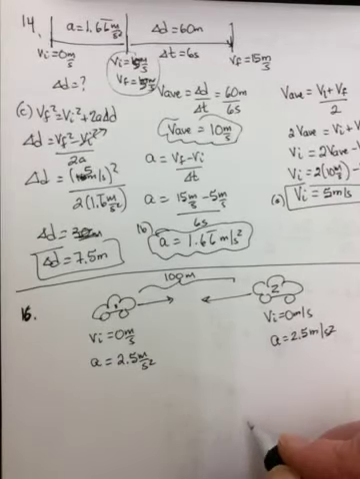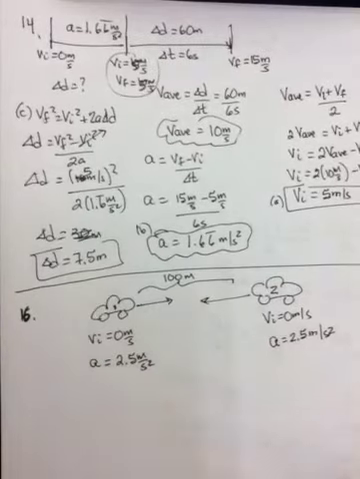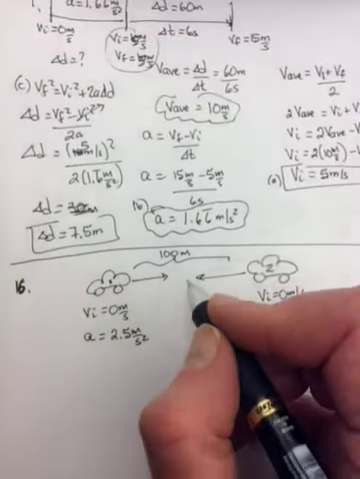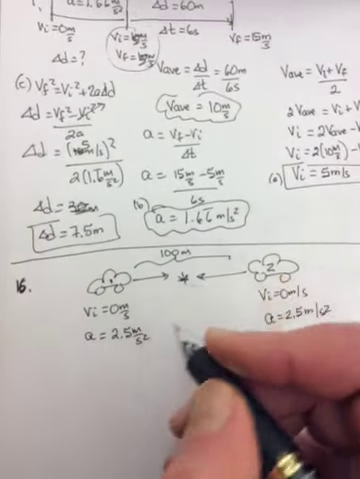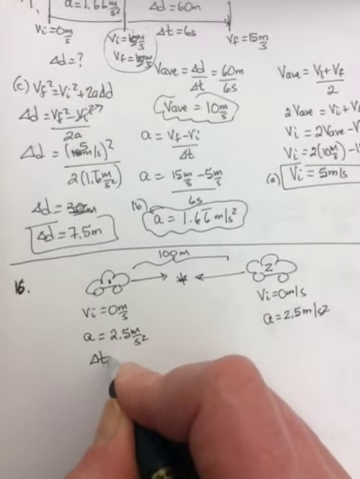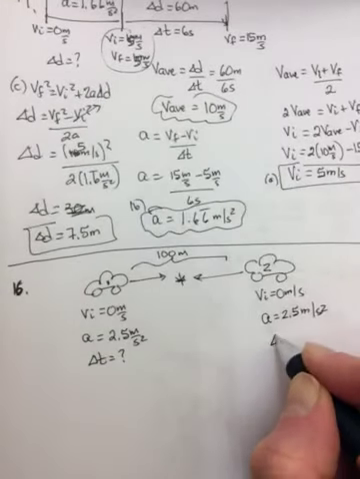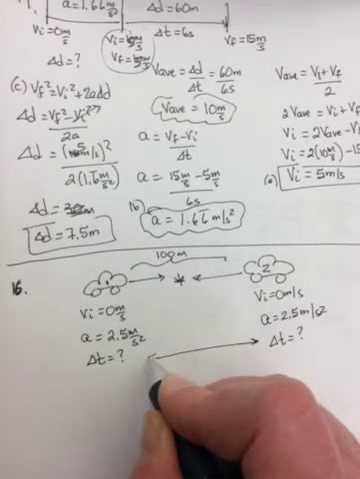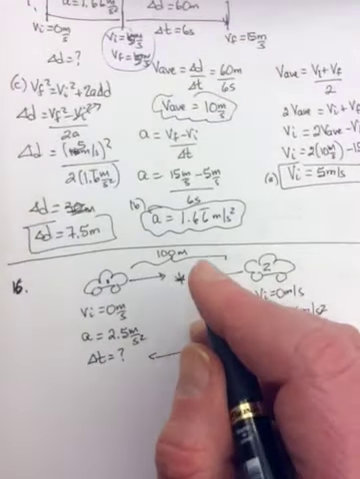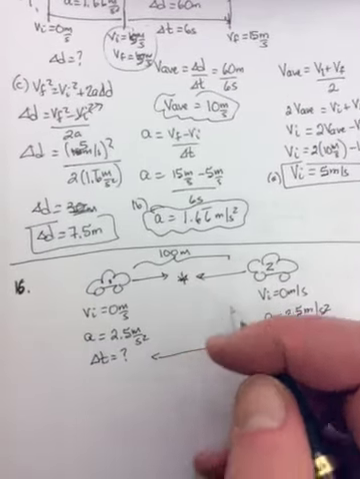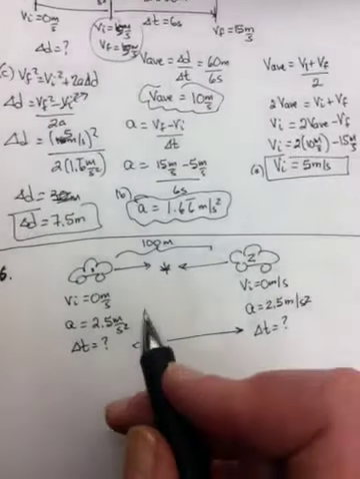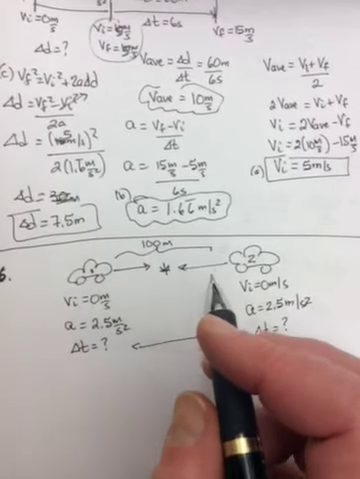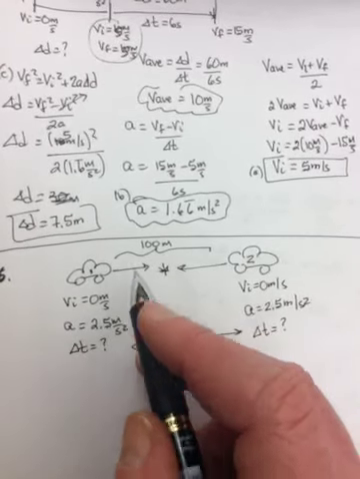And the question wants to know how long before they collide. So if they start at the same time and they end up at the same spot in the middle, whatever their time is, it's going to be the same thing, right? Because you and somebody else can't start moving at the same time, collide with each other, and one of you move a longer period.